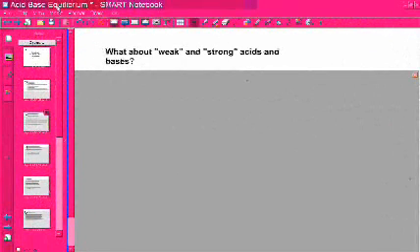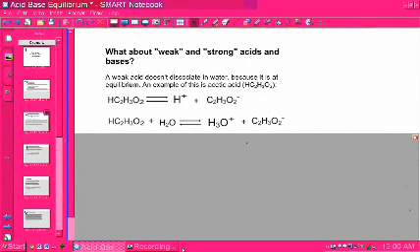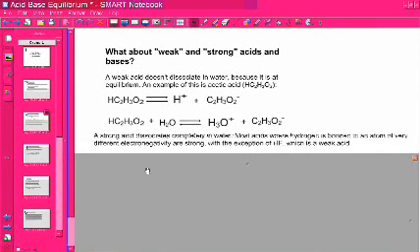What about weak and strong acids and bases? A weak acid doesn't fully dissociate in water because it is at equilibrium. An example of this is acetic acid, HC2H3O2. The first reaction shows the equilibrium of acetic acid, while the second equation shows the equilibrium of acetic acid in water. In both cases, acetic acid does not fully dissociate. A strong acid dissociates completely in water, or in an aqueous solution.